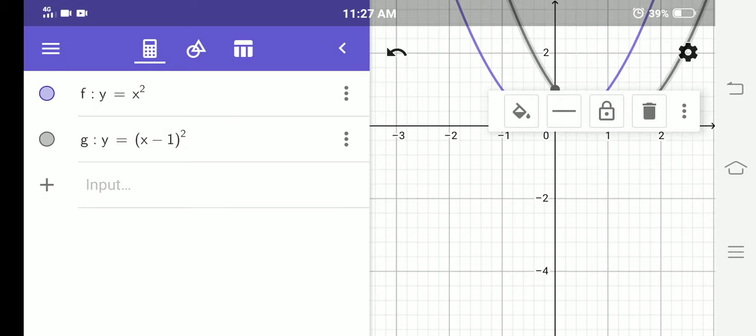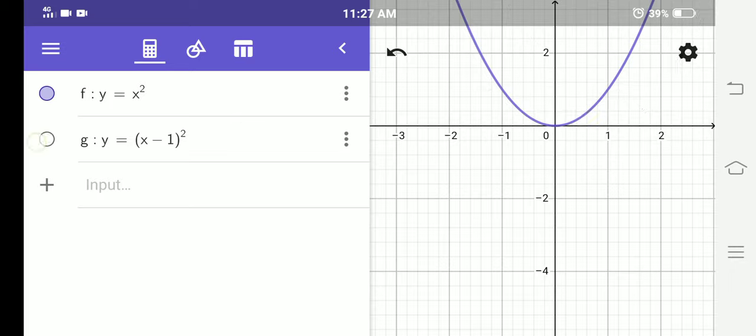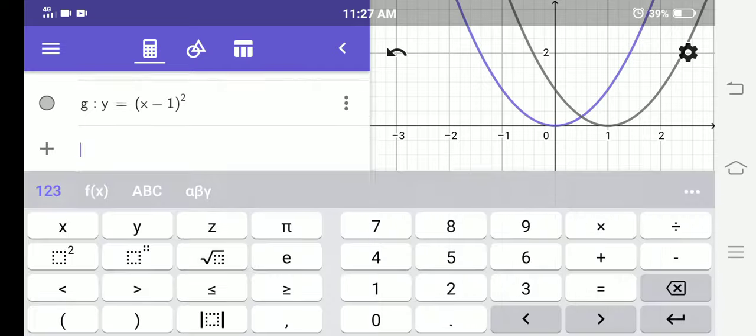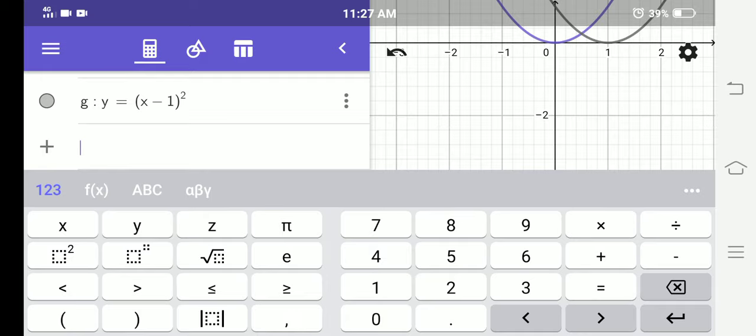So, ano nangyari? So, it shifted your parabola from y is equal to x squared, it moves to the right 1 unit. Kasi ang value ng h natin is 1. So, paano naman kung gawin natin y is equal to quantity x minus 4. Sabihin na natin. So, saan kaya mapupunta ang parabola natin?